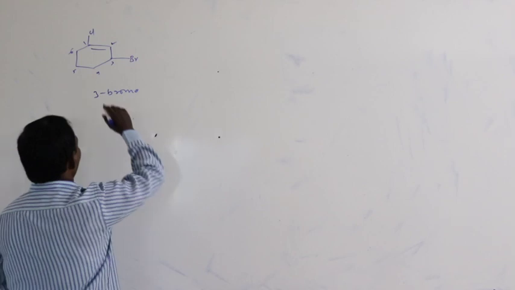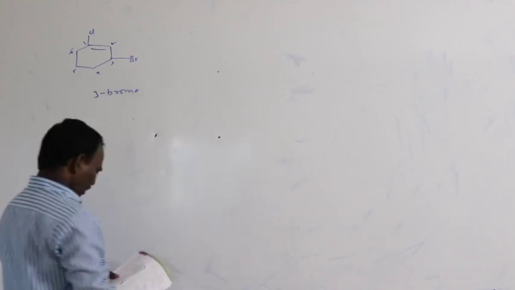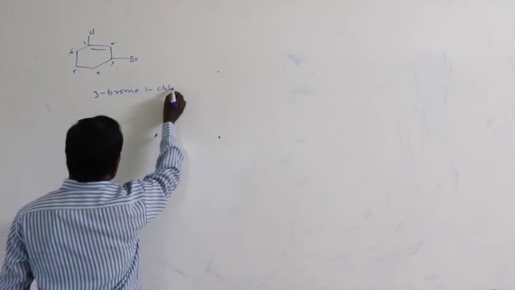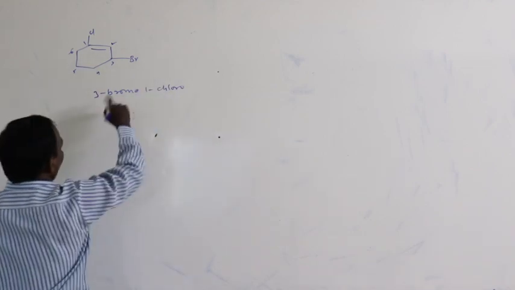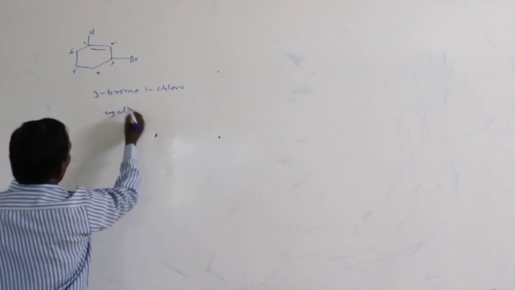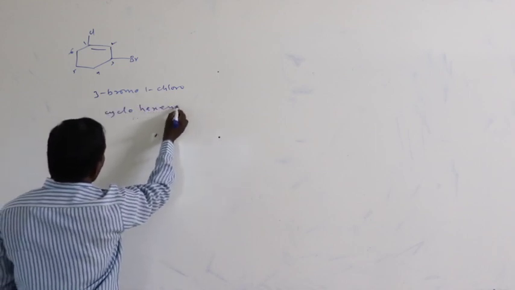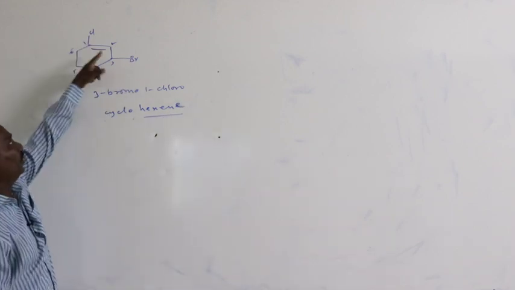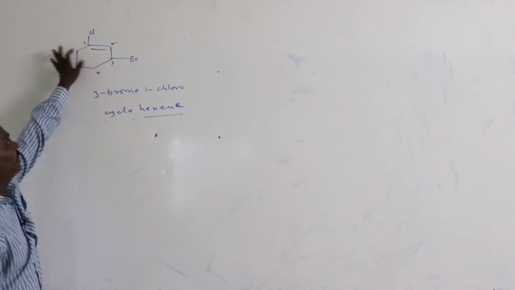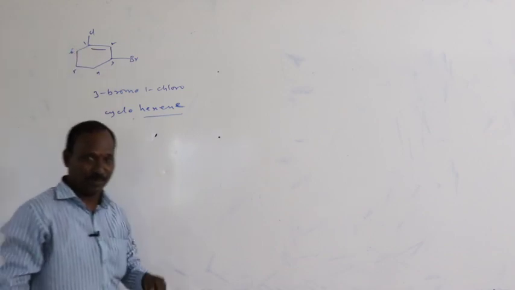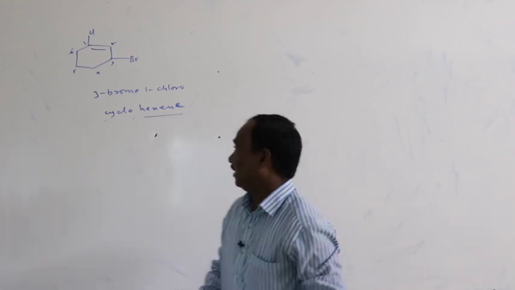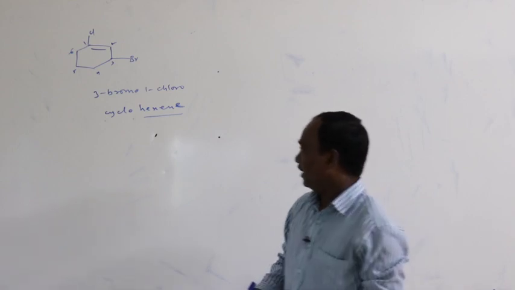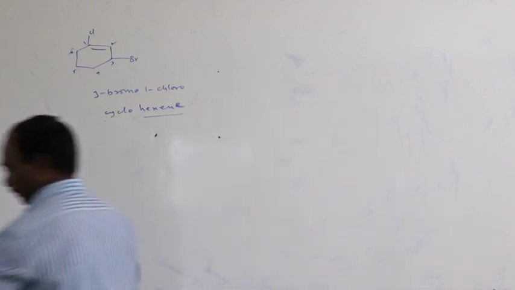3-bromo. Next, at first position 1-chloro, total cyclohexene. 3-bromo, 1-chloro, cyclohex, 6 carbons, and at first position double bond is there. So 3-bromo-1-chlorocyclohexene. It is the IUPAC name of the compound.